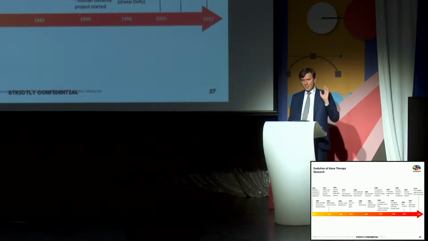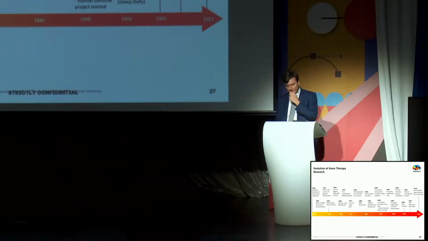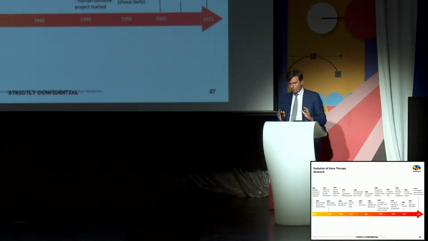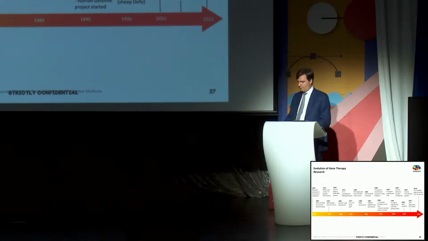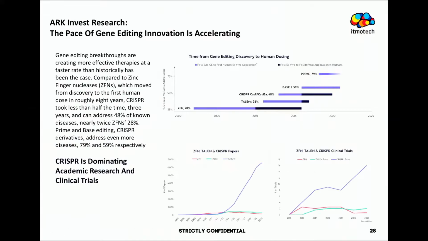So I want you to remember 1953, the discovery of the DNA double helix structure, 2003, finalization of the Human Genome Project, and then 2017, the first FDA-approved CAR-T. The speed of innovation in the gene therapy space is increasing.